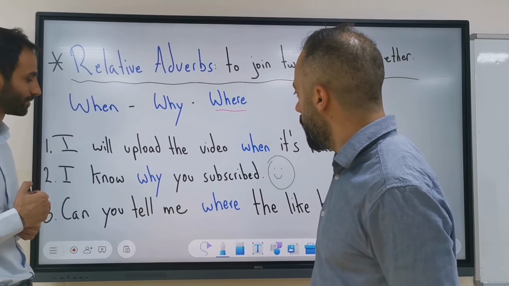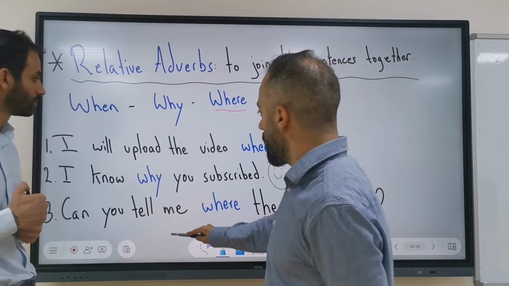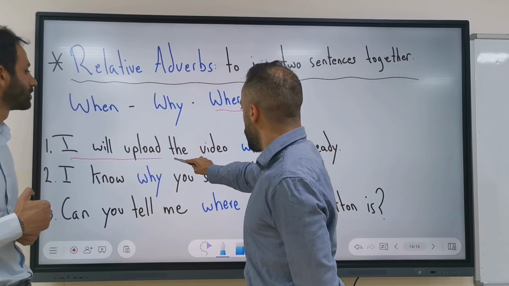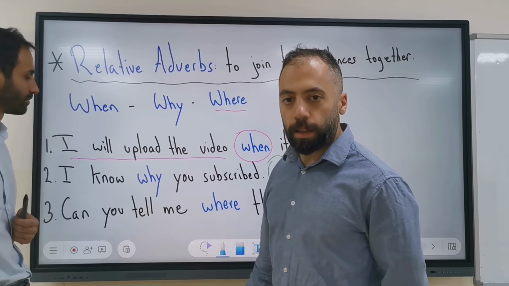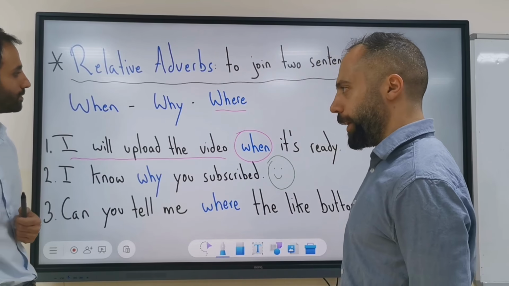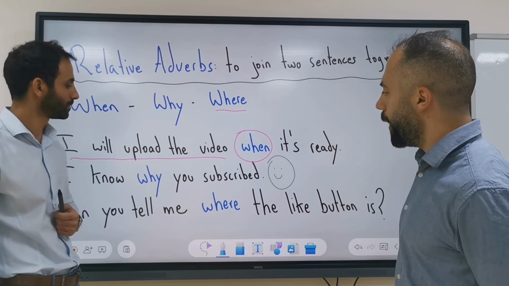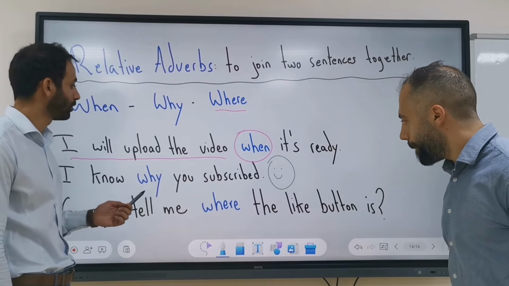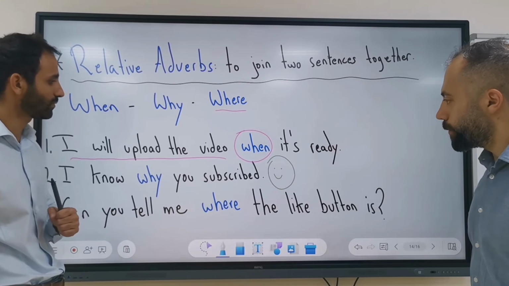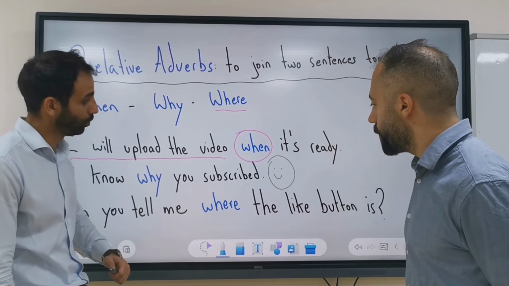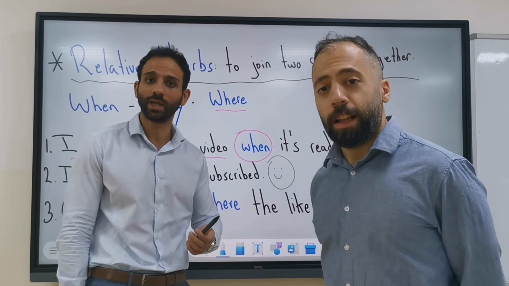So relative adverbs add more information. Yes. But the first sentence can stand on its own. Yes. It can stand on its own. Mr. Khaled was saying that when talks about time. Yes. And why talks about reason. I know why you subscribe. Always we ask why to tell the reason. And where usually is asked for place. You can tell me where the like button is. I'm actually asking for a place.